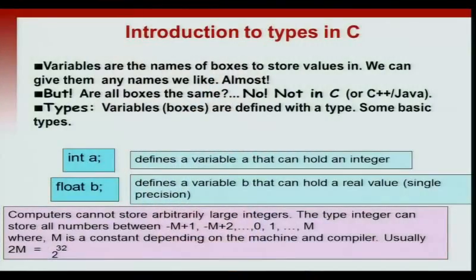We want to print what is stored in the box. For that we use these format specifiers like this, %f. So let us briefly introduce what are types in C.